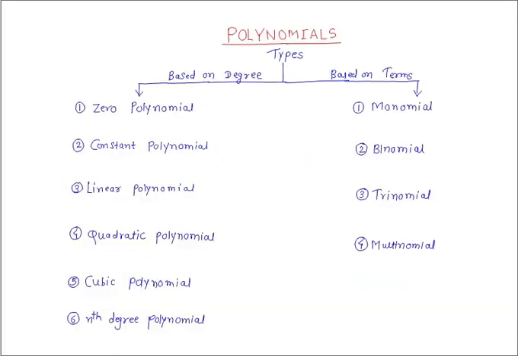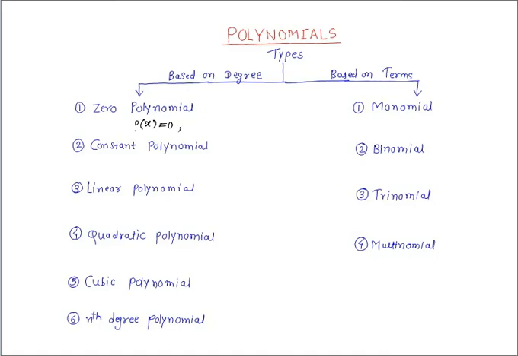Next we have types of polynomials. There are two classifications. One classification is based on the degree and another is based on the number of terms. Let's first see types of polynomials based on degree. First one is the zero polynomial. Just now we learned that when polynomial p of x equals 0, it is called the zero polynomial.